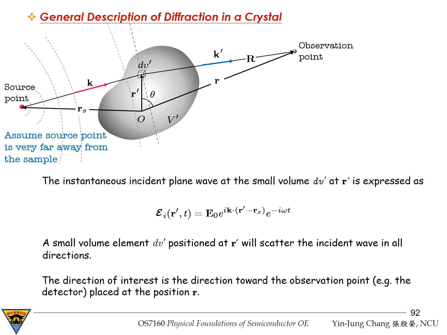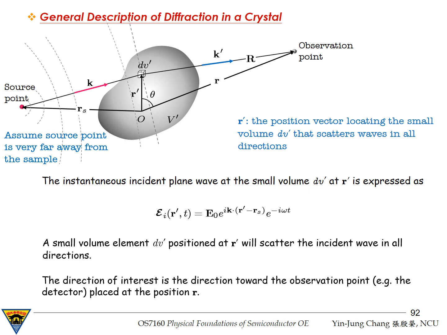Now consider the crystal. Instead of thinking of atoms individually at this stage, we examine the scattered field from a small volume element dV prime located at the position vector R prime from the origin O. When the incident wave reaches this small region, the electrons there will oscillate and act as secondary radiation sources. In other words, each small volume element scatters the incoming wave in all directions.